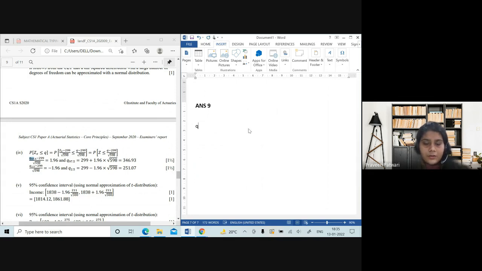Type this one. Minus 299, bracket will close, by square root of 598. After this, as you can see in the next line, for the next calculation of the 2.5% quantile, only this portion is changing, just the subscript portion is changing. So you can easily copy it and paste it. And over here, just change this quickly to 2.5. Right now, it may seem that how will I know what to copy, what to not copy, but with practice your hands will get used to it and it will start copying every time it sees an opportunity to just edit it easily.